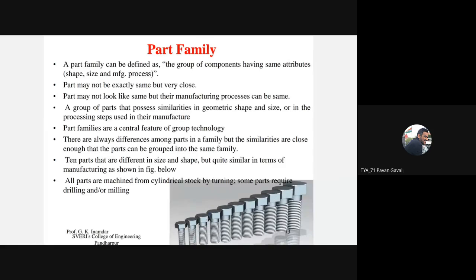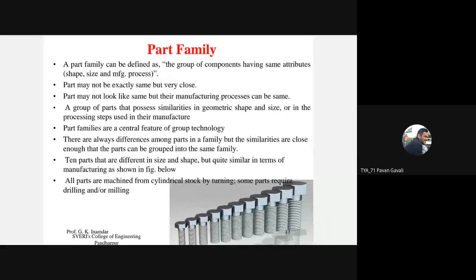So thank you. Today we have to start part family. What is part family? Part family is one of the parts of group technology. What is the definition of part family? Part family is a group of components having the same attributes.